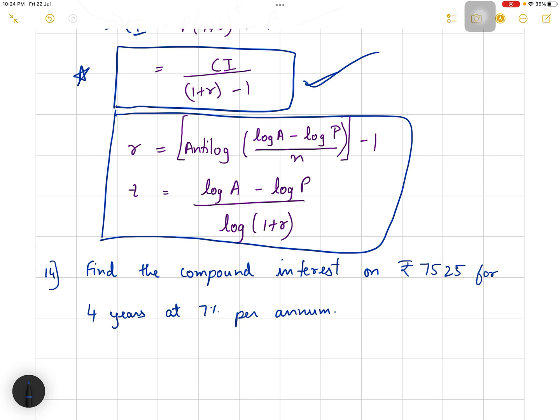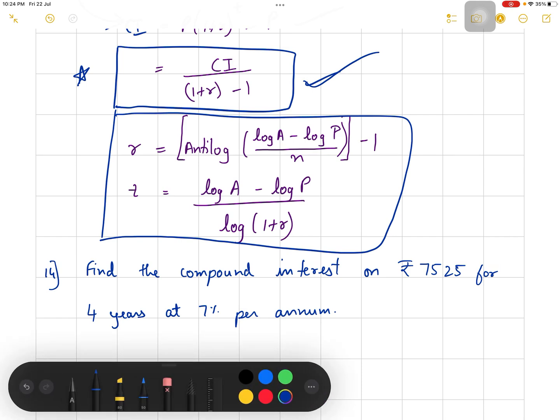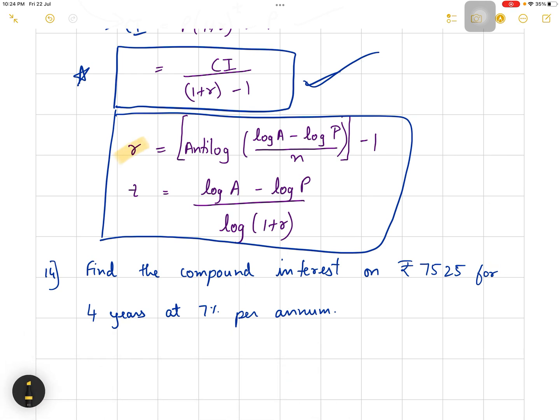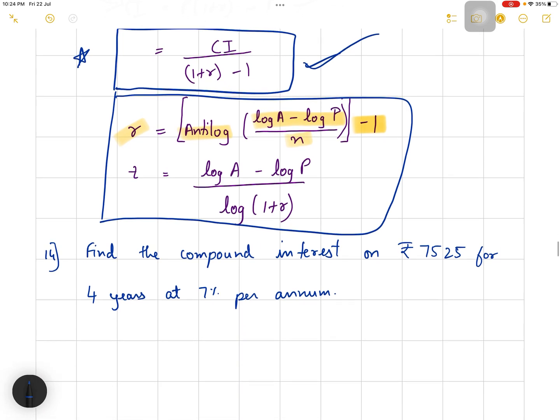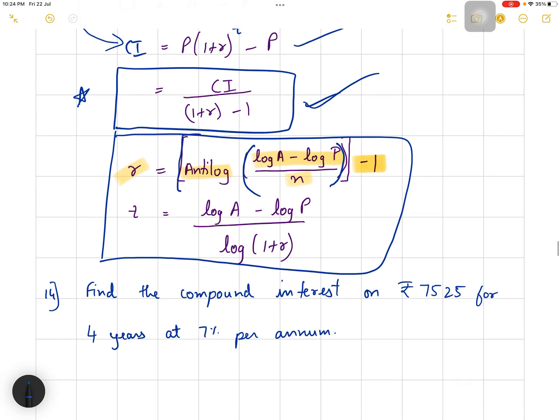So you need to know how to read log table and anti-log table. To find R, the formula is anti-log of log A minus log P upon N, minus 1. In this case, first you will solve this bracket, and then you will solve this bracket, and then finally minus 1. To find R, you have to learn these formulas by heart.